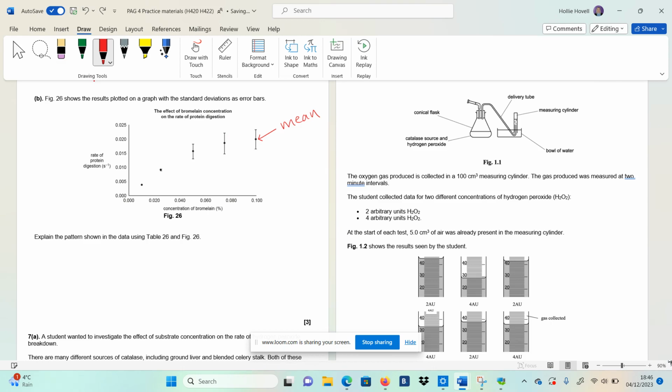So the first one says, explain the pattern shown in the data using table 26 and figure 26. So as we were saying before, as the concentration increases, the rate of digestion increases. So we can see the points going up on the graph. We always do our conclusions from graphs. So as this, whatever it is on this axis, increases, this, whatever it is on this axis, increases or decreases or whatever.